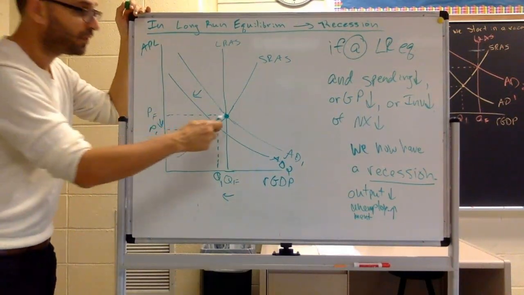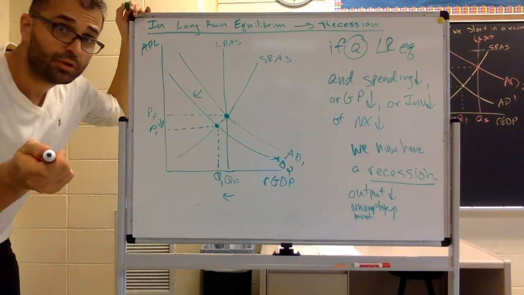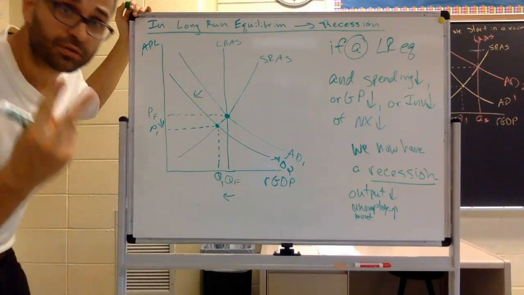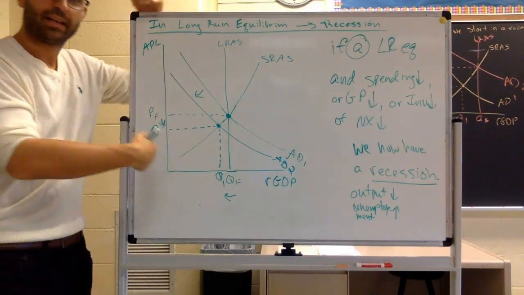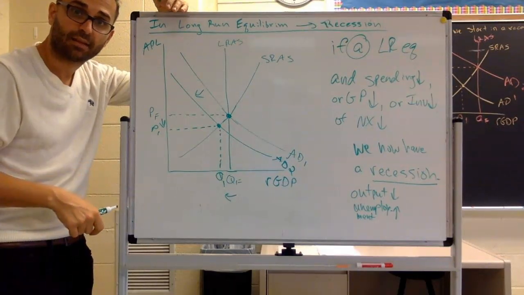Now that we've shown from long run equilibrium to a recession, what would you do to get out of a recession? There's one of two choices. The government could increase government purchases or decrease taxes. And that's the answer. Done.